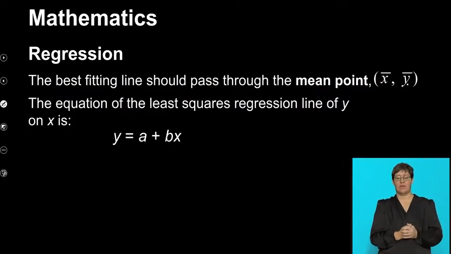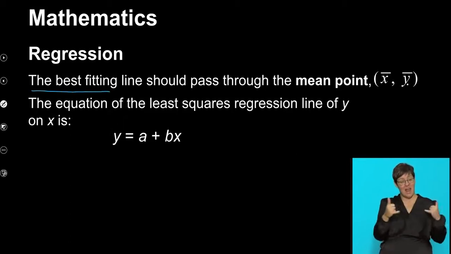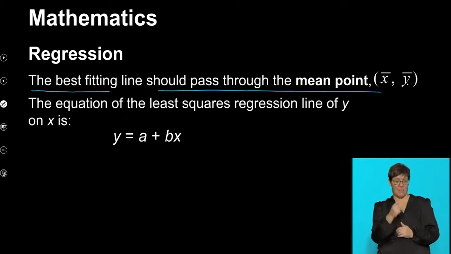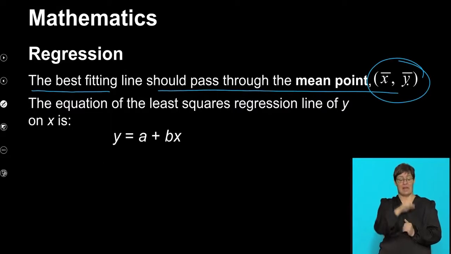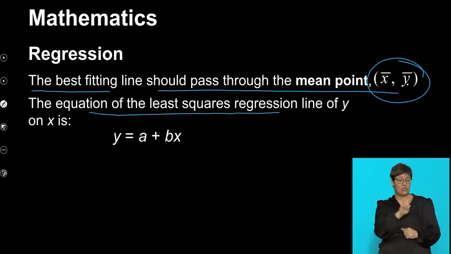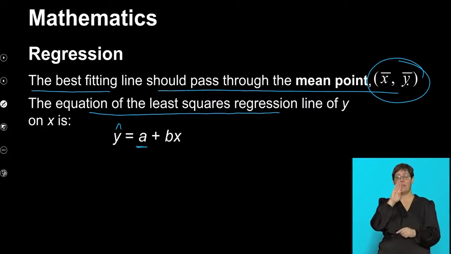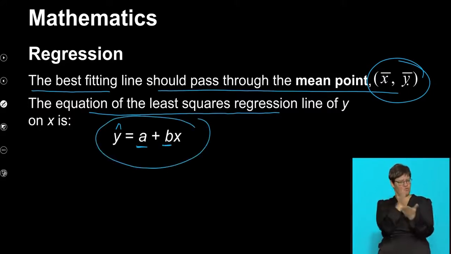So, regression. The best fitting line should pass through the mean, which is the average, x bar, y bar. Okay? The equation of the least square regression of y is given by this: y equals a plus b times x. This looks more like the equation of the straight line.